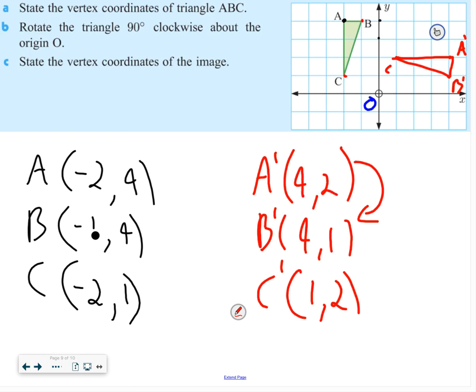We should recognize a pattern here: to do a rotation 90 degrees clockwise, our X and Y values flip-flopped, so the X became the Y, and our X values changed signs, so they all became positive there.